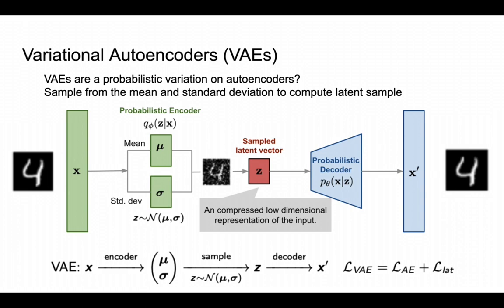The variational autoencoder is a probabilistic variation on autoencoders. It samples from the mean and standard deviation to compute the latent sample. We can visualize these variational autoencoders using this architecture. So instead of learning the compressed low-dimensional representation, what we learn is a vector of the mean and a vector of the standard deviation of the latent vector.